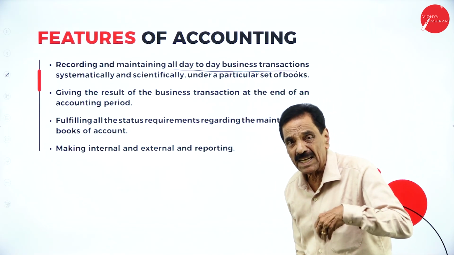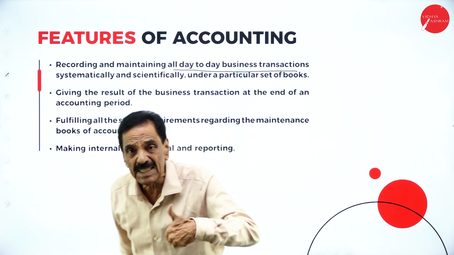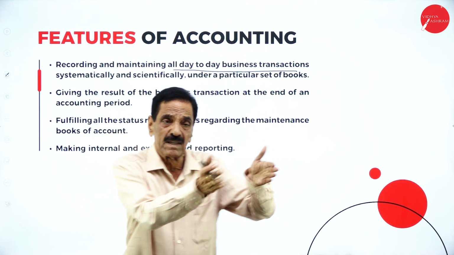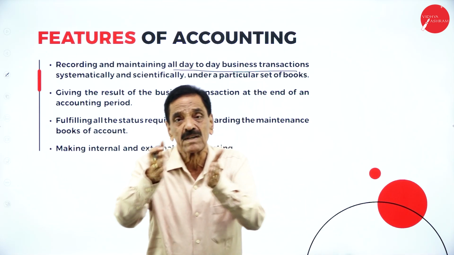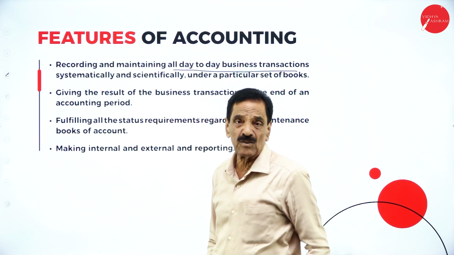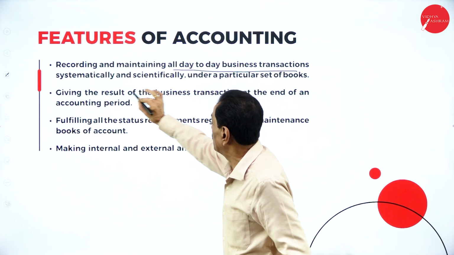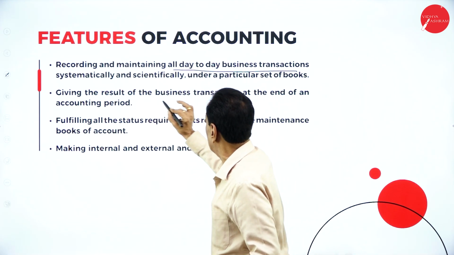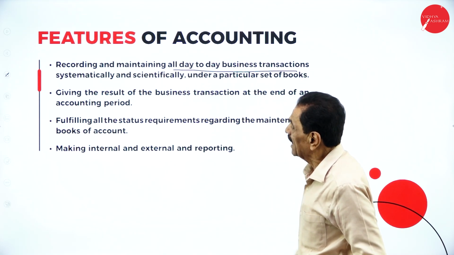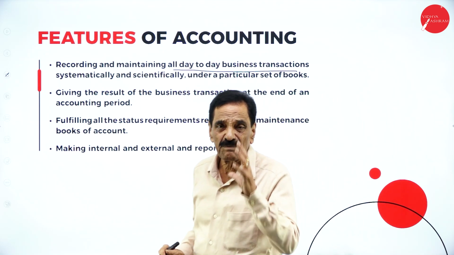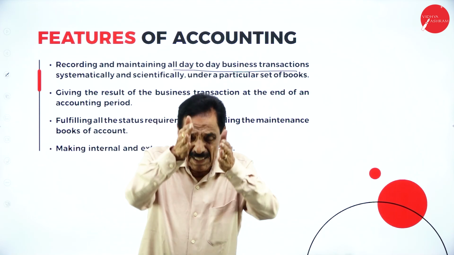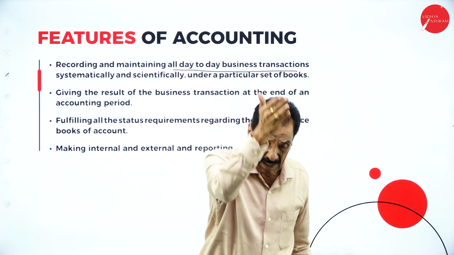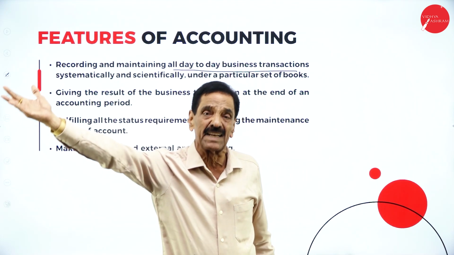Whatever the transaction paid, how much credit transaction, how much cash transaction, we will bifurcate it. What are the credit transactions or what are the cash transactions, day-to-day transactions, systematically set under particular books, giving the result of business transactions at the end of an accounting period. At the end of the accounting period, we will summarize all the transactions: how much cash transactions are, how much credit transactions are, what is the end result.